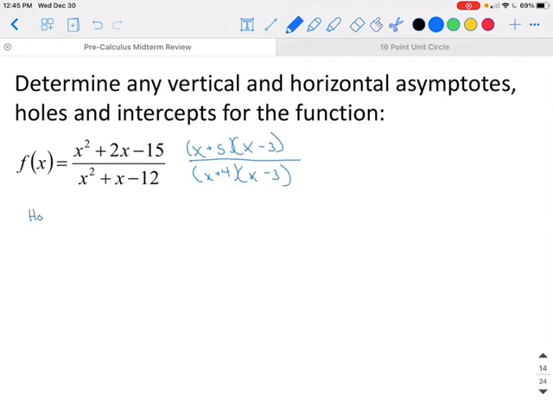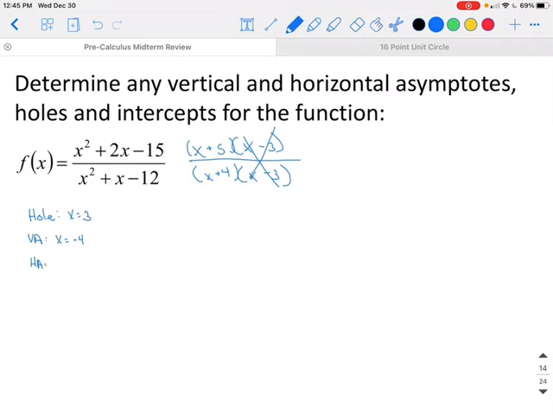So we know there will be a hole in our graph where x is equal to 3. Then we can go ahead and cross those out so we know that's already taken care of. Your vertical asymptote is any x of the denominator that is not a hole. So in the denominator, we would also have an x plus 4. When you pull that out, it would be x equals negative 4.